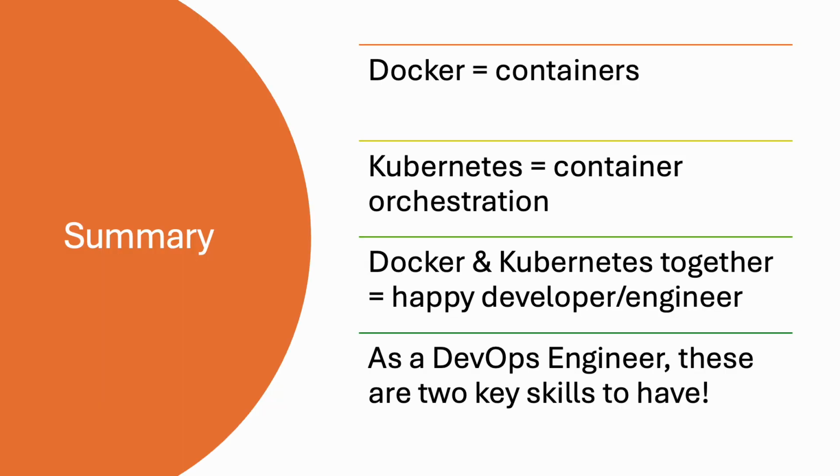So let's review. Docker and Kubernetes work seamlessly together to build, package, and deploy containerized applications with speed and efficiency. Docker enables developers to create lightweight, portable containers, while Kubernetes provides powerful orchestration to manage and scale these containers across clusters. Together, they form the backbone of modern cloud-native application development and DevOps workflows.